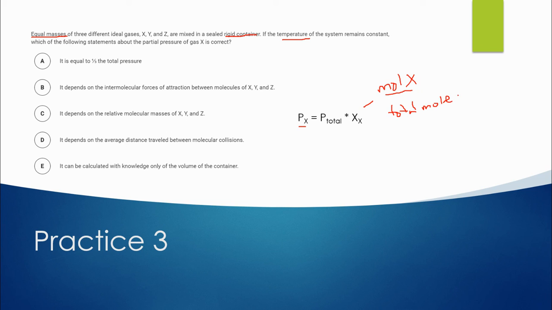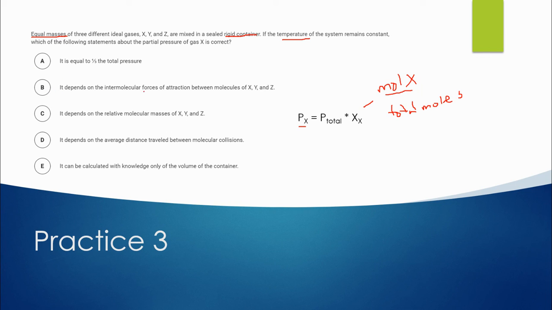We don't know the moles, though. We just know the grams. So A can't be right, or it might be right if these were all the same gas or had the same molar mass, because then we would have the same amount of moles, but we don't know.